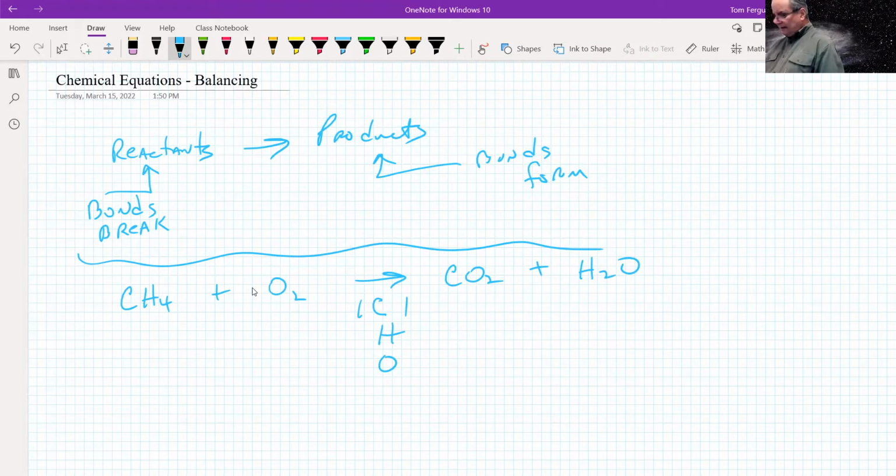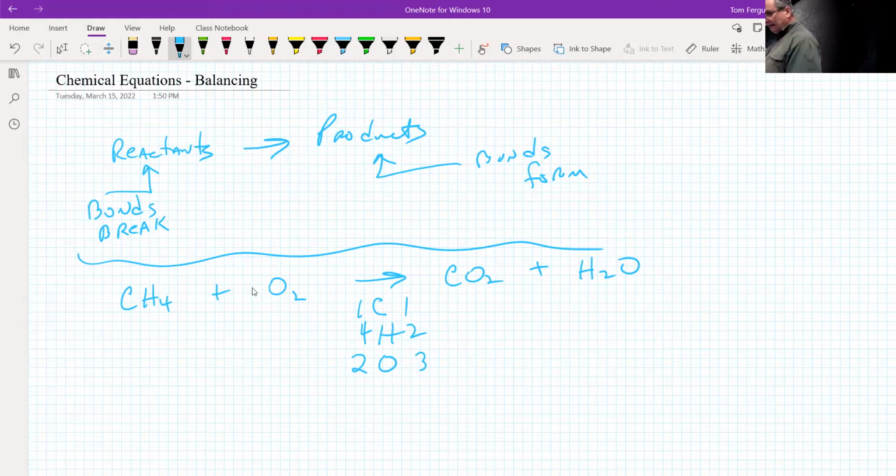Let's go to hydrogens. How many hydrogens on the left? On the right? 2. We've got a problem. How many oxygens on the left? On the right? 3. Again, a problem. So this is officially not balanced because the inventory on the reactant side does not equal the inventory on the product side. They have to be exactly even. So remember, we have coefficients out in front of the molecules. Those are the numbers we can change to balance.